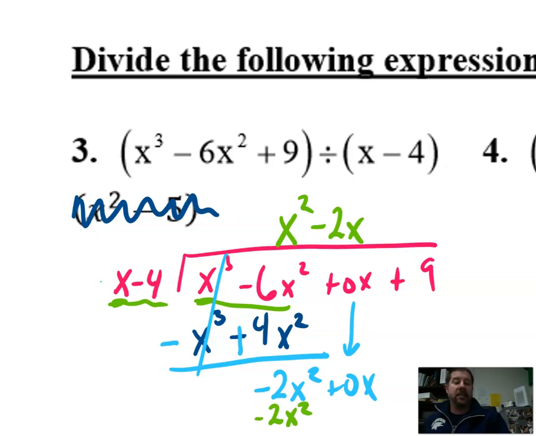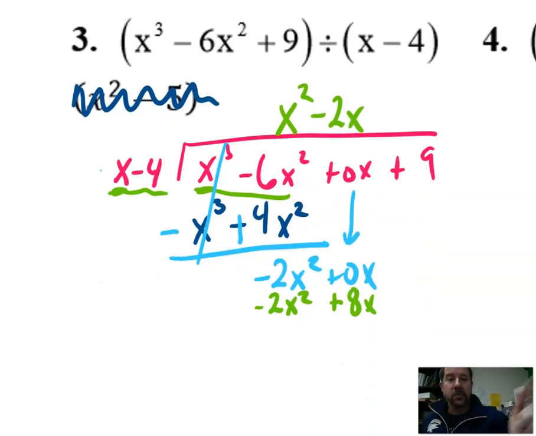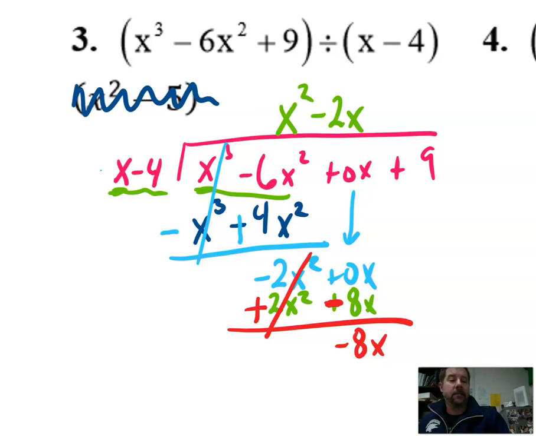Negative 2x times negative 4 is positive 8x. And now again, I want to subtract this. So to subtract this, I'm going to distribute my negative and change the signs on everything. So that becomes a plus, and this becomes a minus. Those cancel out as they should, and we're left with negative 8x.